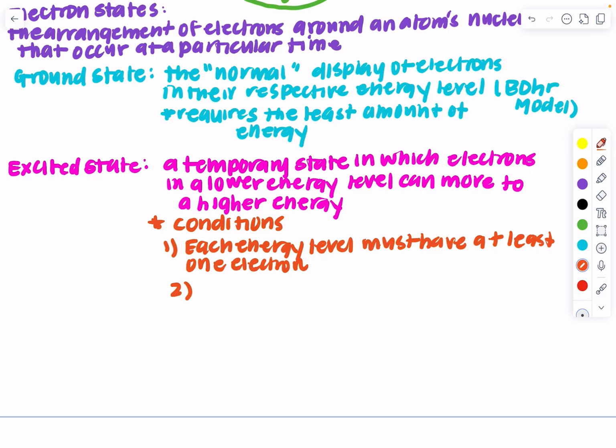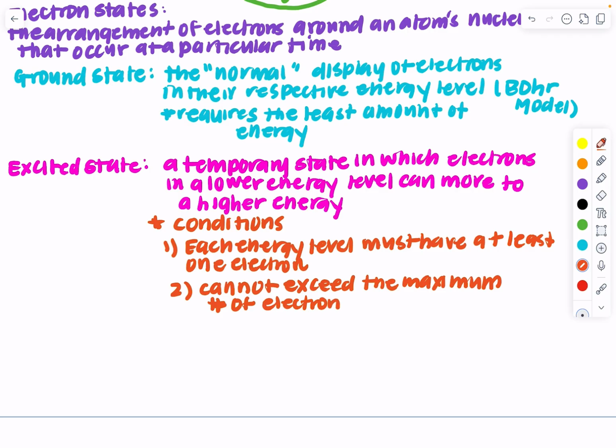Number 2, we cannot exceed the maximum number of electrons that fit in the energy level. So in the second energy level, we can only have 8. If there's already 8 in the second energy level, we can't add 9. There's not enough space to do that.